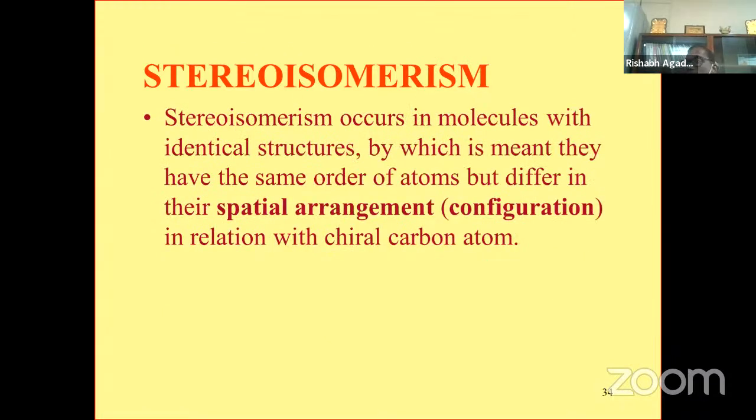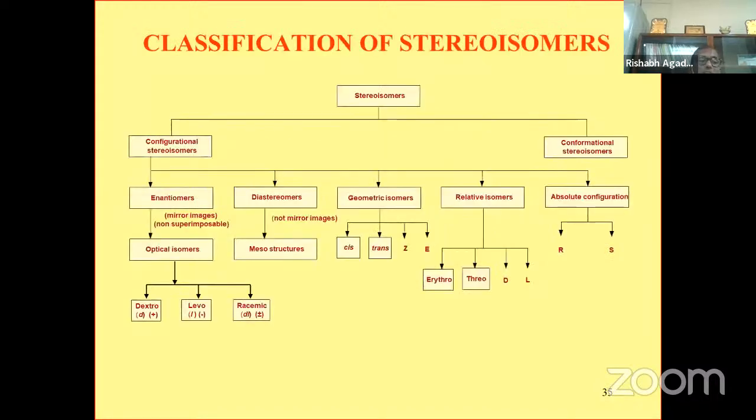Now stereoisomerism occurs in molecules with identical structure, by which it is meant that they have the same order of atoms but differ in their spatial arrangement. This spatial arrangement is nothing but configuration, in relation to the chiral carbon atom. This configuration will again be governing the design of stability testing of pharmaceuticals as well as herbal formulations. Now how stereoisomers are classified: the basic classification of stereoisomerism. We have seen constitutional isomerism, and based on that, the stereoisomers have two major classes. One is configurational isomerism, and the other is conformational isomerism, which will regulate the complete structure and your stability testing.